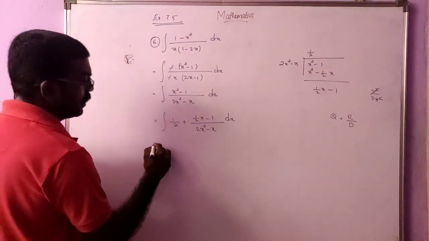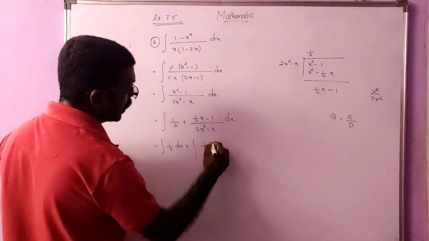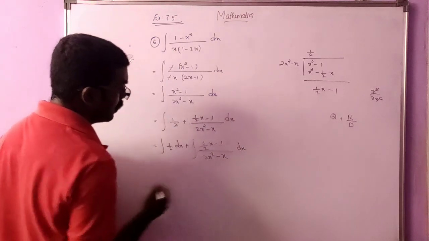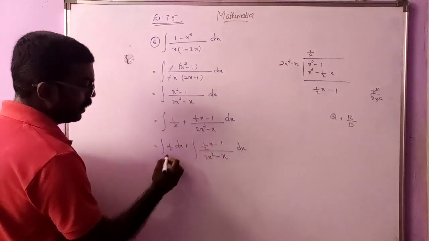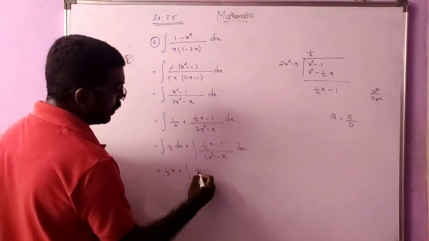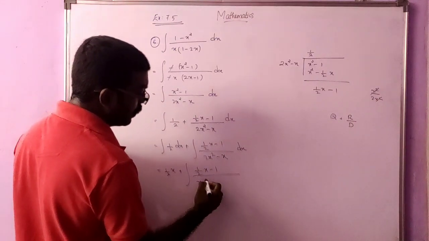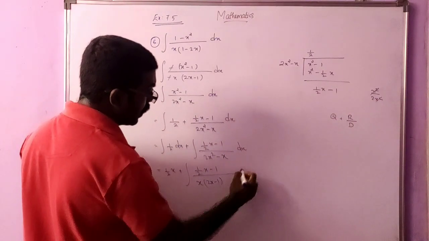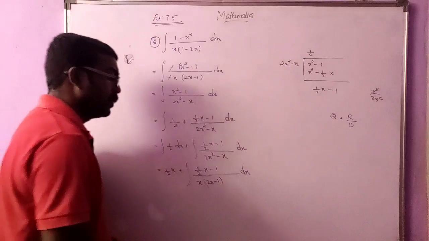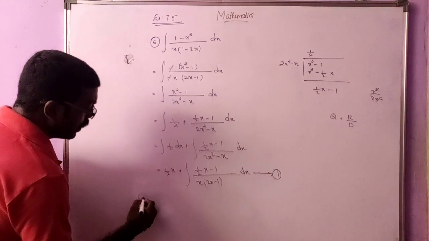Now we can split the integrals, integral 1 by 2 dx, then plus integral 1 by 2 x minus 1 divided by 2x square minus x dx. This time we can integrate directly, 1 by 2 into integral dx is x, then plus integral 1 by 2 x minus 1 divided by, here we can take one x common, x into 2x minus 1 dx, and we can apply the method of partial fraction decomposition. Okay, so here we can consider this as equation 1, and we can consider the integrand only.